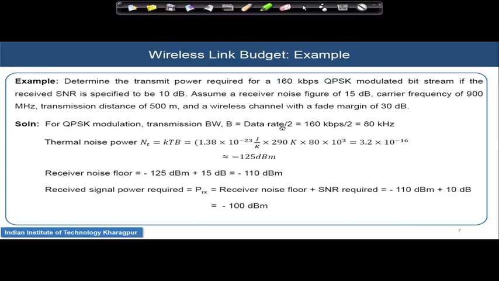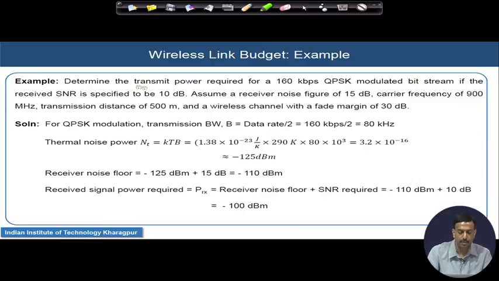Let me take another example now where we need to calculate the transmit power given the requirements, and that is also done using link budget analysis. So we have an example where we need the transmit power to be determined for a QPSK modulated bit stream, and the data rate specified is 160 kbps, and the requirement is that the received SNR should be at least 10 dB.